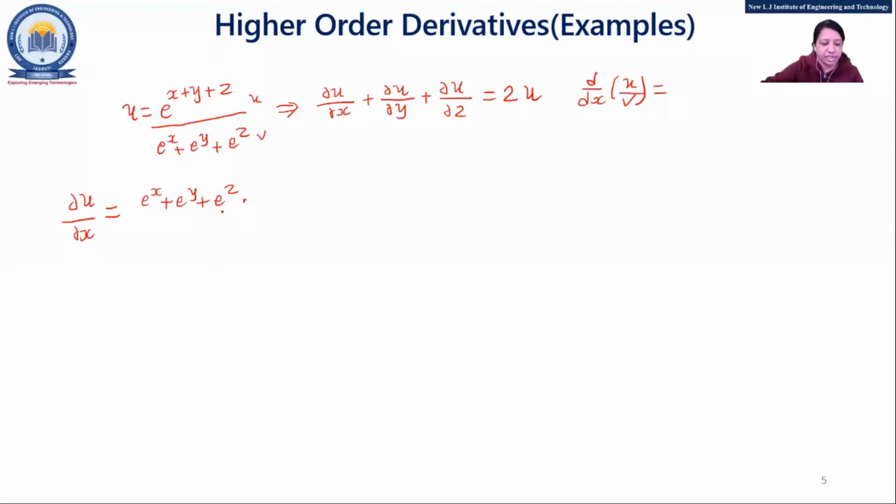So v as it is. I have written already v as it is, now what am I supposed to write? Differentiate e raised to x plus y plus z. So it will be e raised to x plus y plus z. Yeah, directly the answer is e raised to x plus y plus z. Fine.